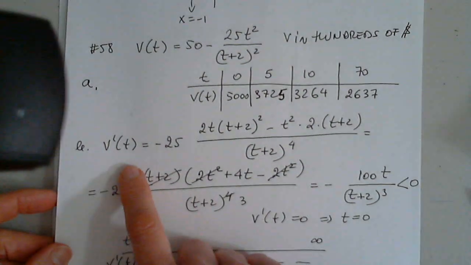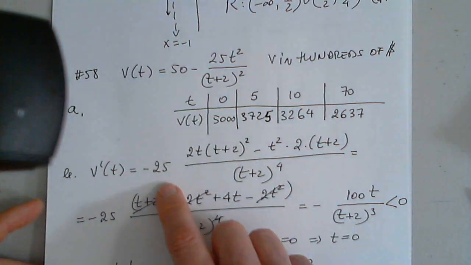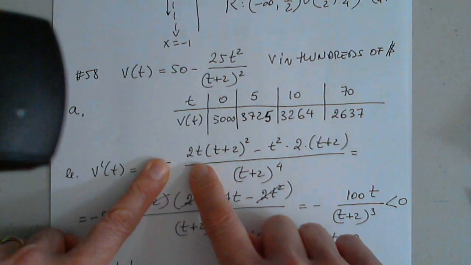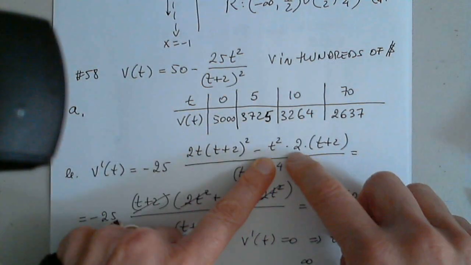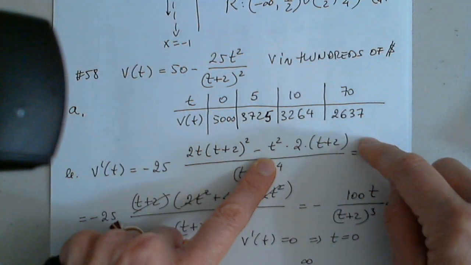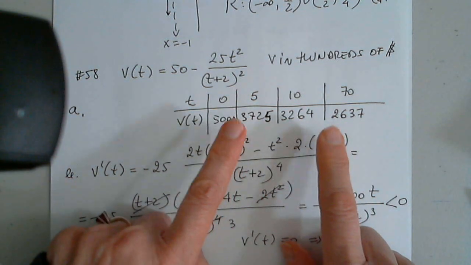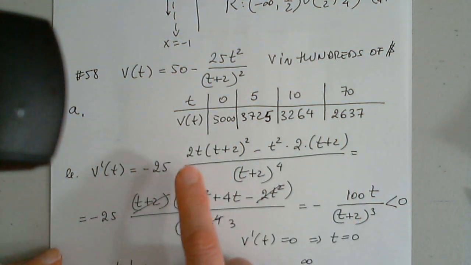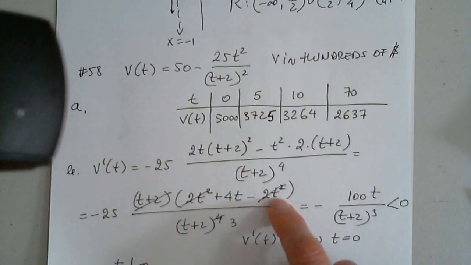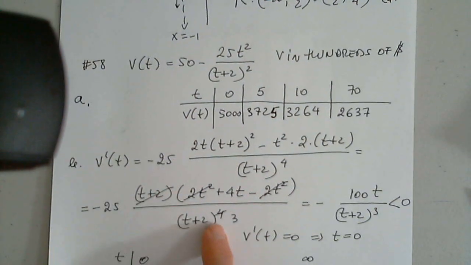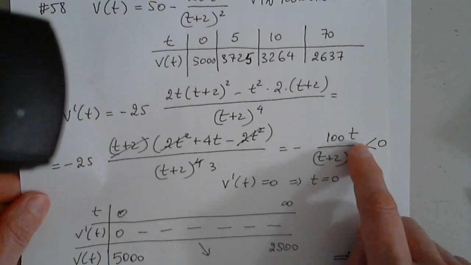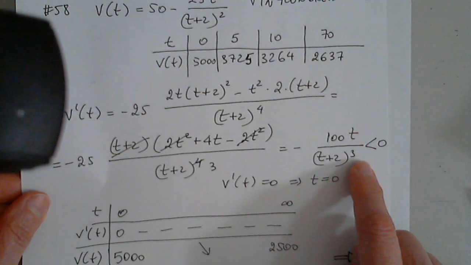Then I'm asked to differentiate this function. When I differentiate 50, I get 0. Negative 25 has to stay outside. The derivative of the function at the top is 2t times the denominator minus the function times the derivative of the denominator, 2 times t plus 2 to 1 times the inner function's derivative, but it's 1. Of course, I will factor out t plus 2. I have 2t times t, 2t times 2, and then minus 2t squared. These two go away. One of these factors goes away. So the answer at the top is negative 100t over t plus 2 to the third.